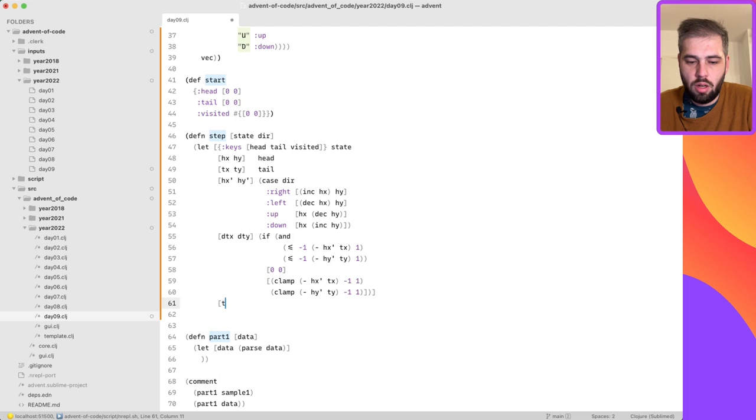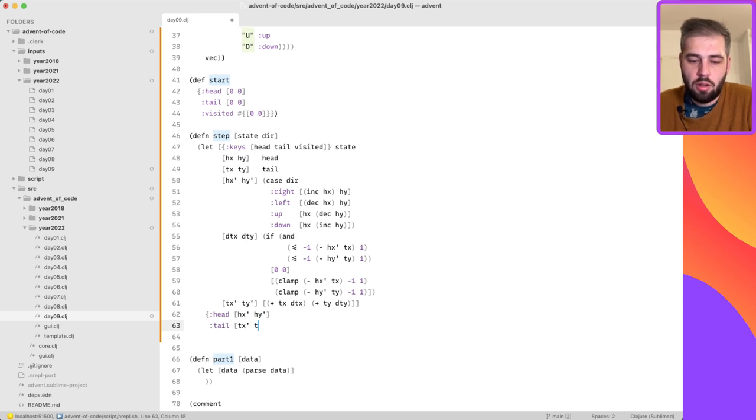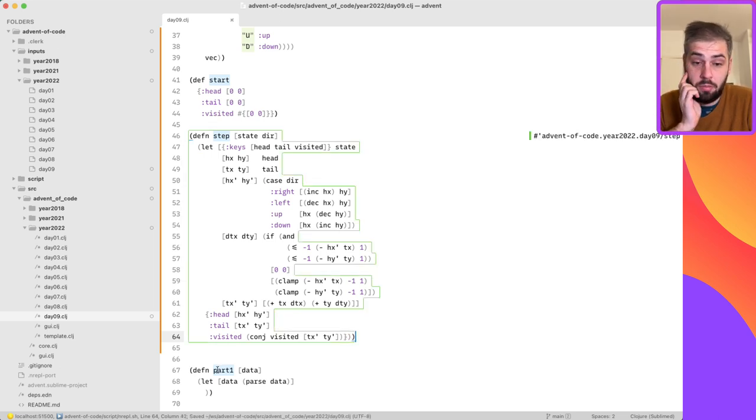Okay, so tx ty is gonna be plus tx dtx plus ty dty, okay? Like this. Now, basically, we are going to return head, new position for head, new position for tail, and visited. Okay, this is our step, basically.